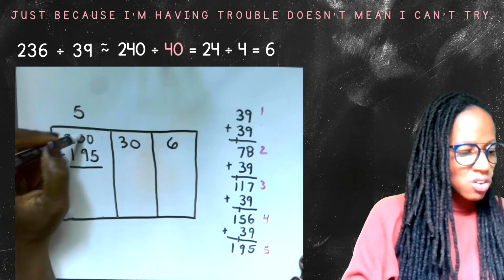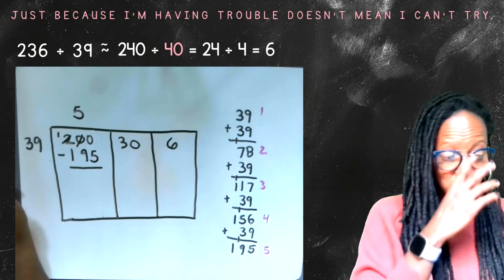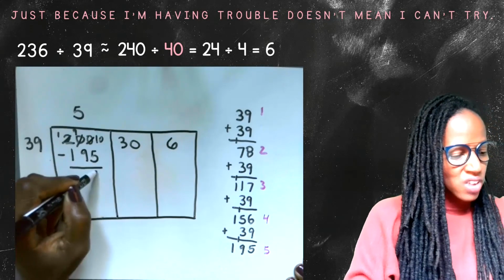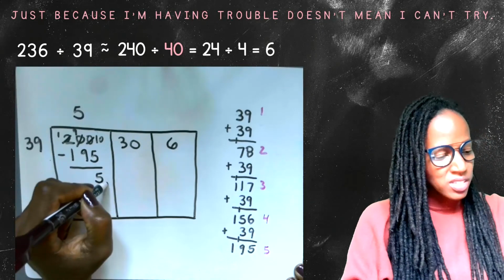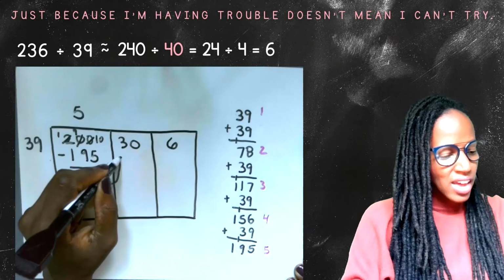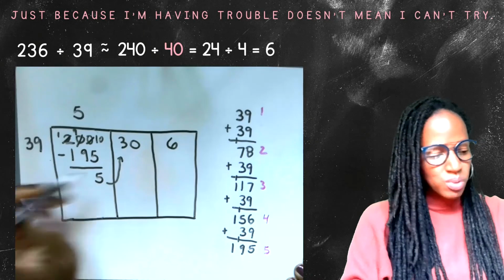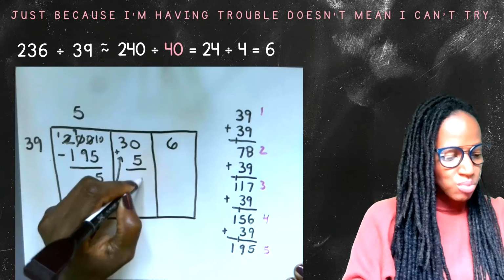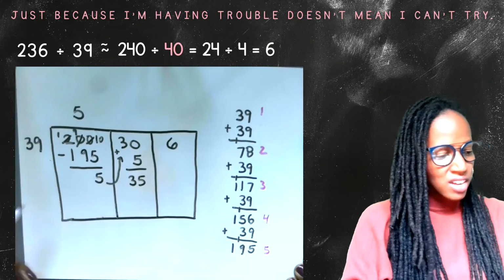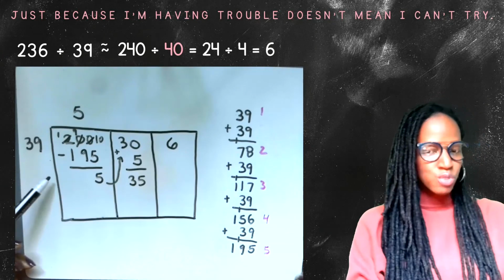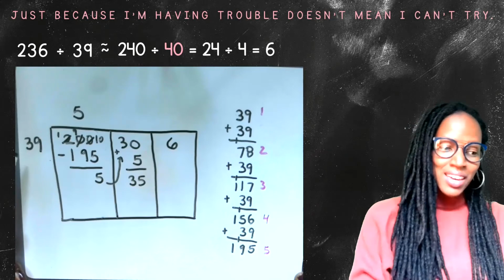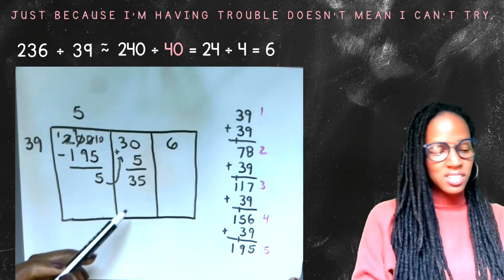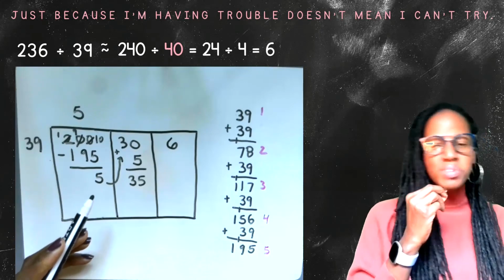200. So again, I have to unbundle. This becomes 1, 9, 10. 10 minus 5 gives me 5. I'm going to take that 5 and I'm going to add it now to my next place value here. So now I have 30 plus 5. I know that that's 35. Well, the size of my groups that I'm sharing is 39. Right now, I only have 35 available to share when I look at the tens place. So that's close, but it's not enough.